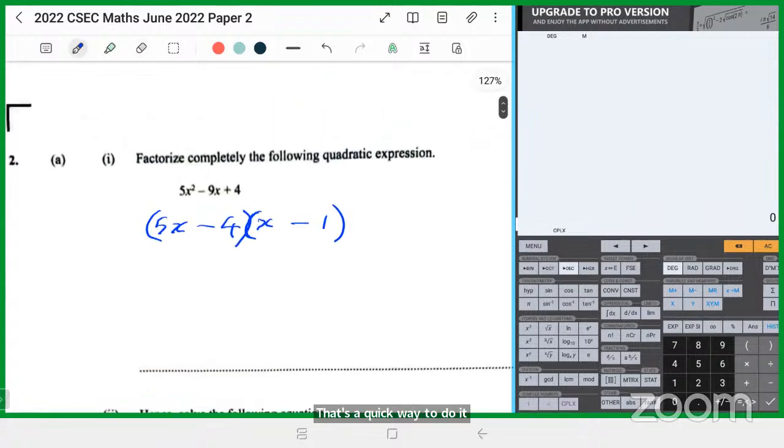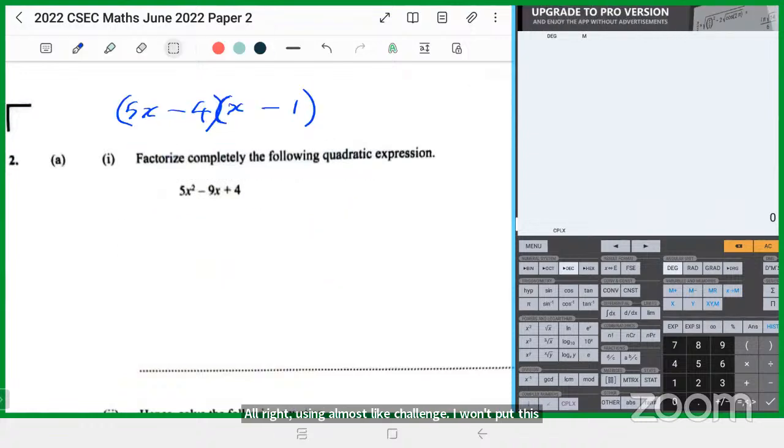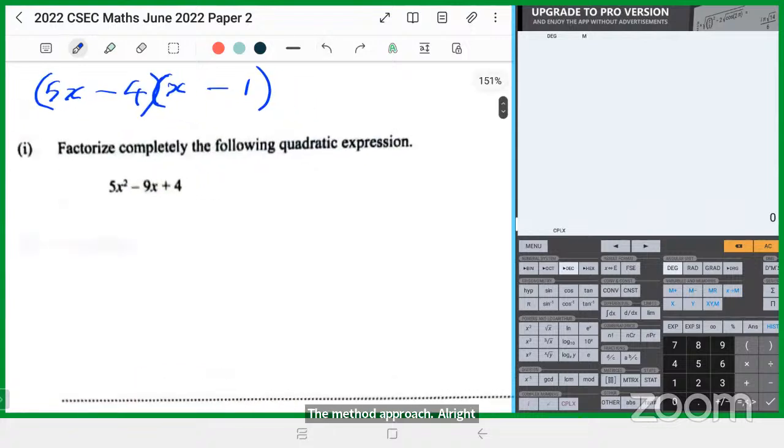All right, I'm going to put this up here now under the method approach. The method approach is to split the middle term. How do you split it? You first multiply the outer coefficients, which is the 5 times the 4 equals 20. Then you're looking for factors of this 20 that add to the middle coefficient of negative 9.